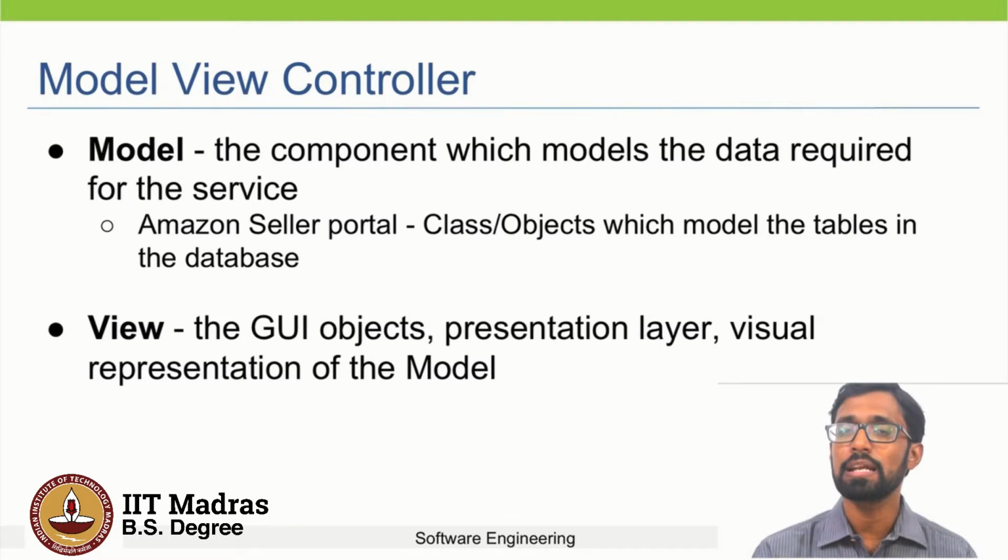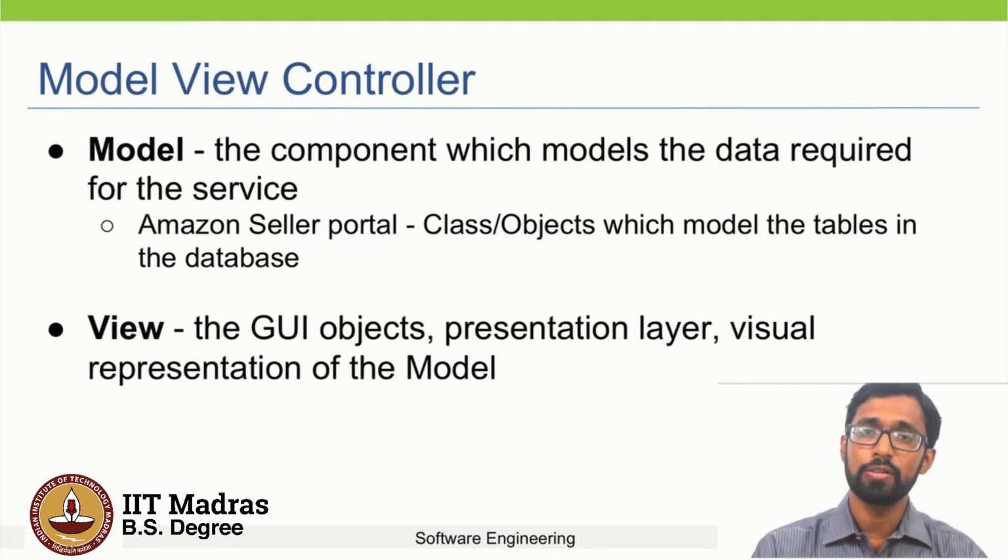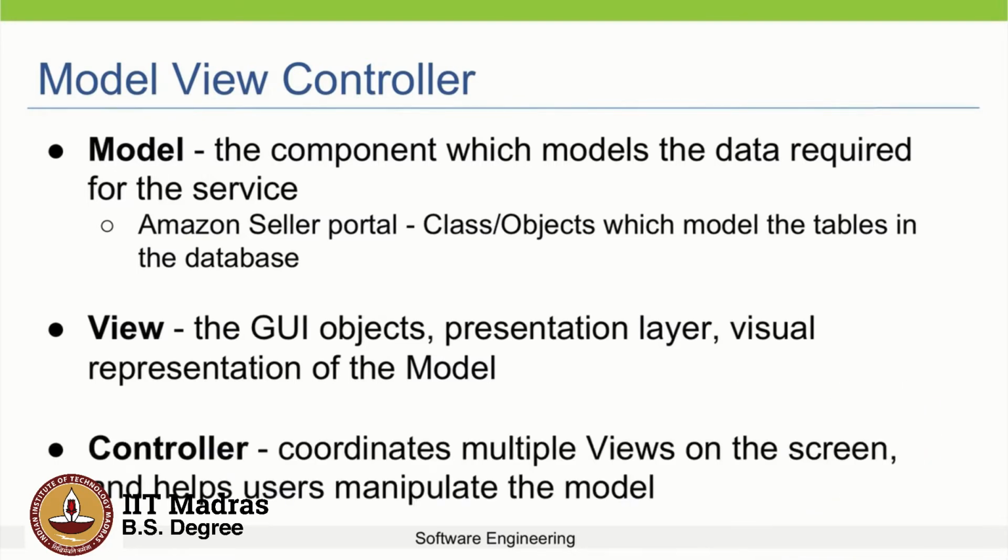Now the view component is nothing but the GUI objects, the presentation layer, or the visual representation of the model. For example, how information is seen on a particular website. So the view component retrieves data from the model and displays it to the user. And it also passes requests back and forth between the user and the model. Now the controller component coordinates multiple views on the screen and helps users manipulate the model. So for example, you can have a filter catalog items which is based on name in the case of the Amazon seller portal, right? So in this case, the controller sends this message to the model, which receives the user input and sends the appropriate messages to its underlying views.